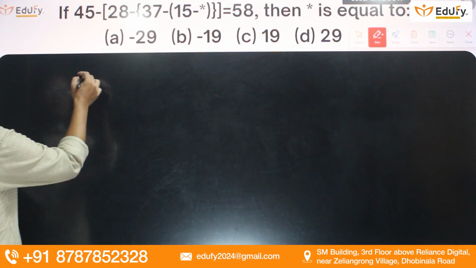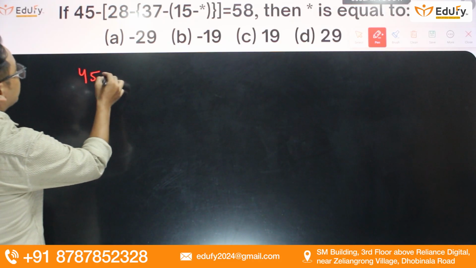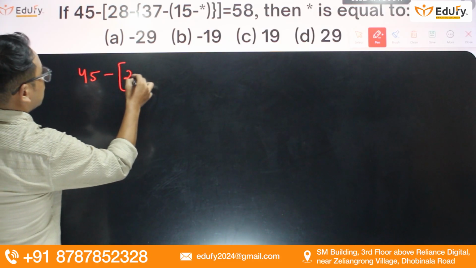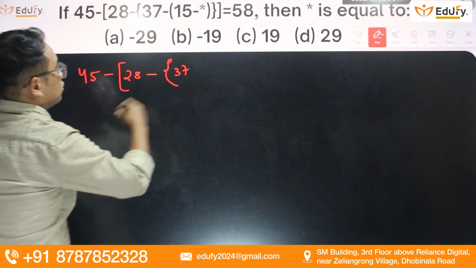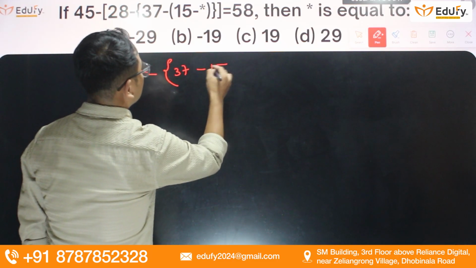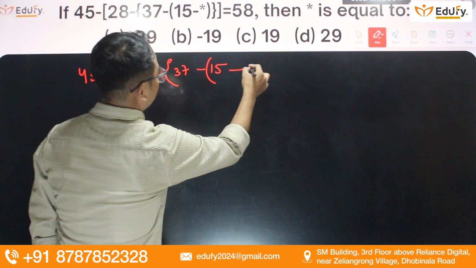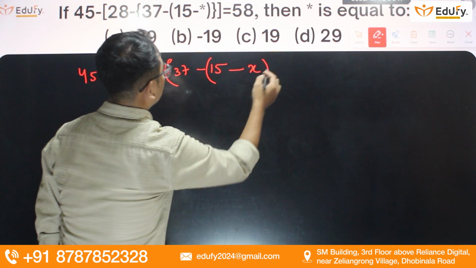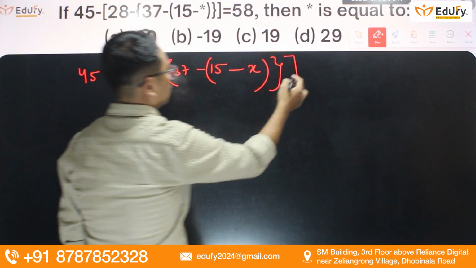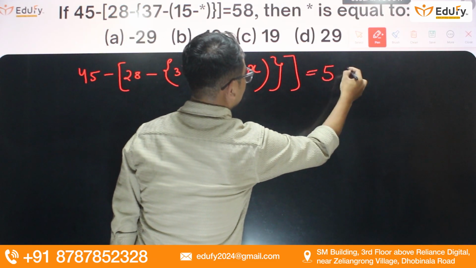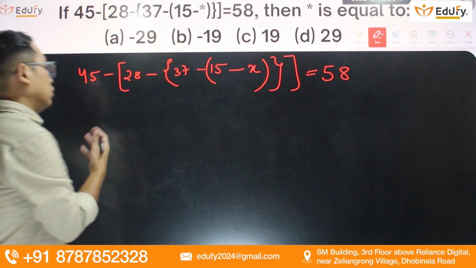So let me start. Okay, so this is 45 minus bracket 28 minus 37. Okay, we've got minus 15. And I'll put, instead of the asterisk, an x here, so that it's easier for me to solve it. It doesn't matter if you put asterisks also, okay, but usually we use the variable as x, so that's what I'm doing here now.